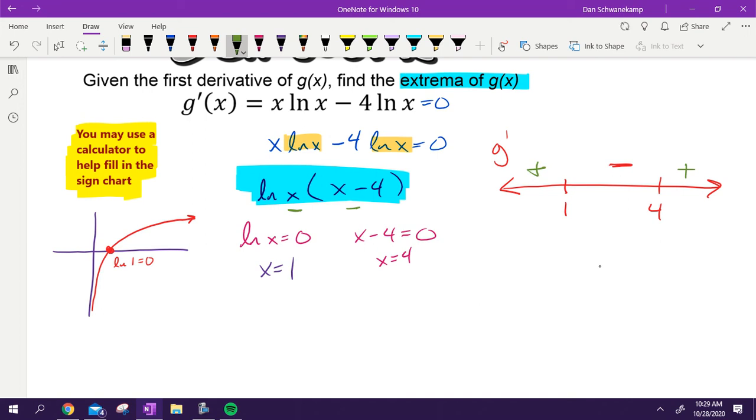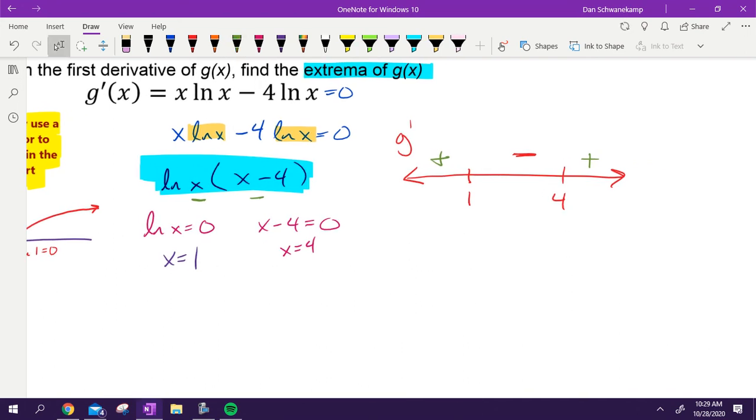Show me with your fingers which value there is going to be a maximum. Which one of those values is going to be a maximum? Tell your neighbor, why is 1 going to be a maximum?